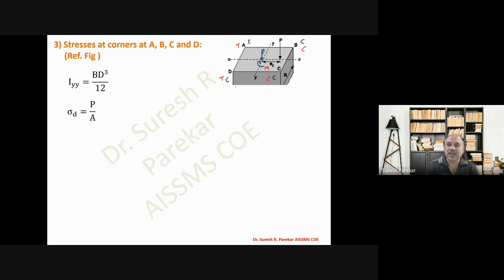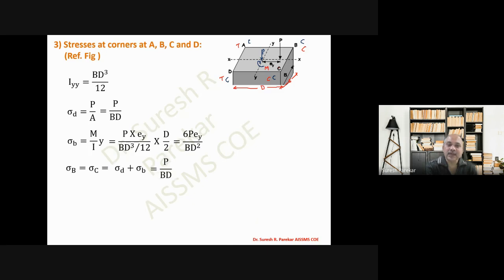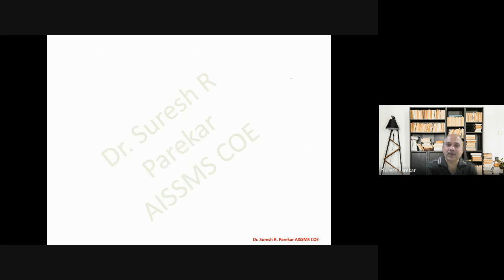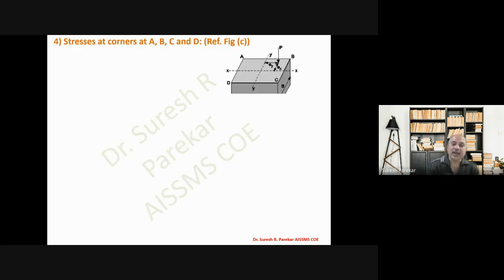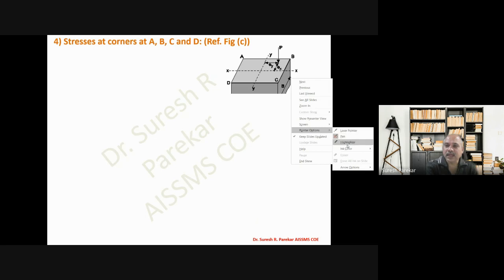Now we have this as D and this as B, so we have I as BD cube by 12 now, and then we have sigma d as P by A, P by bd, and M by I into y, we will get 6 P y upon bd square. I already mentioned B and C are the same, and A and D are the same. So likewise we have about x, about y, and now if we go about both, I will mention with different colors, and you try to understand this, and then you can solve problems related to this very easily.